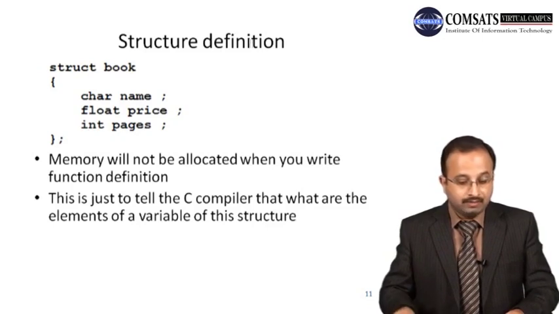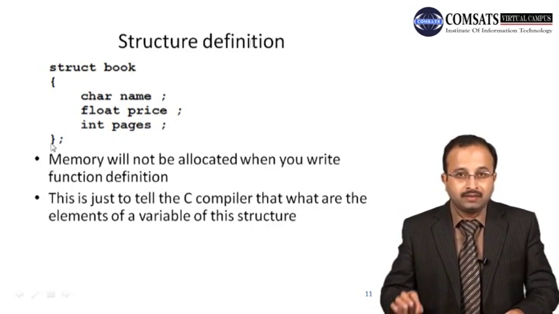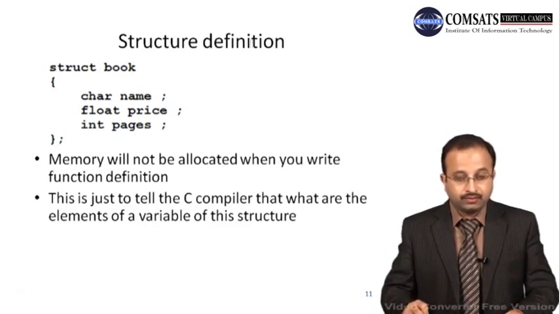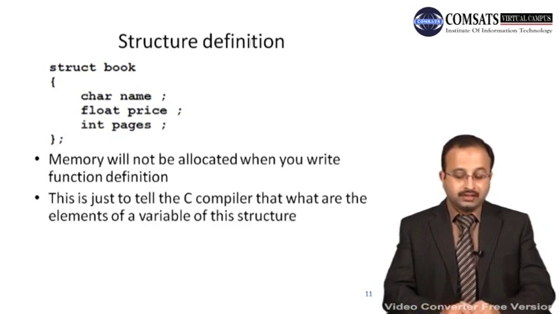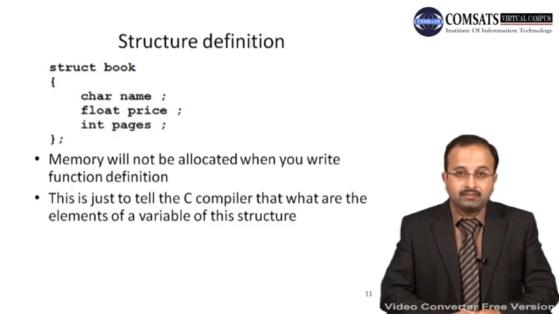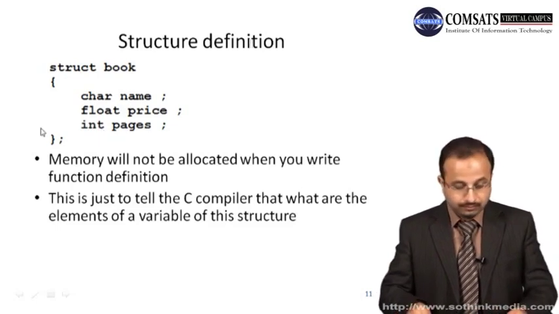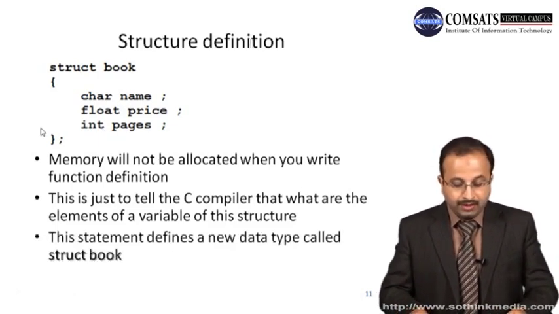If you declare any variable here, this is just the definition. We are not declaring the variable of that structure. We are just telling the definition here. And this is just to tell C compiler what are the elements of the variable of this structure. जब भी इस structure type का कोई भी variable declare करेंगे, then that variable is composed of character, one float and one integer. So this statement defines a new data type called struct book.